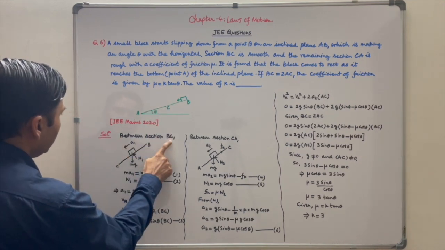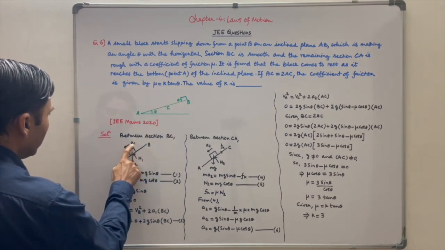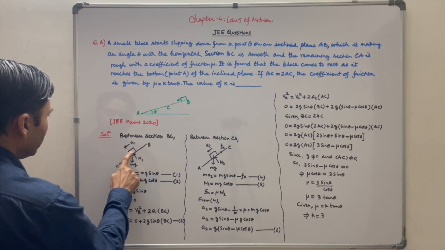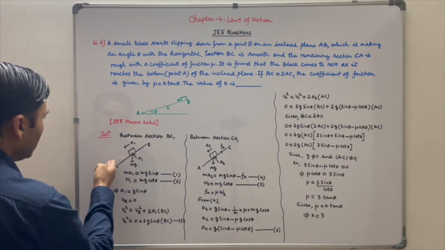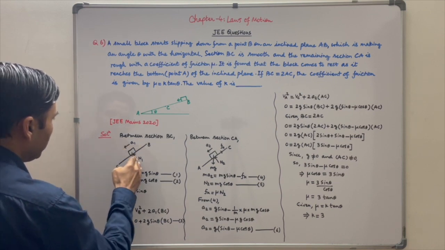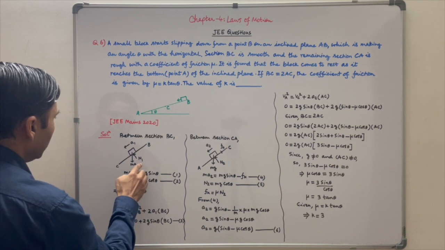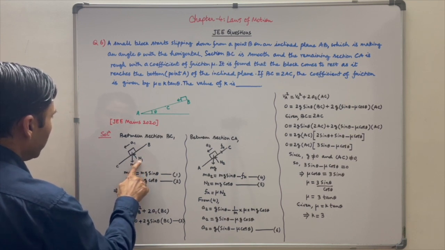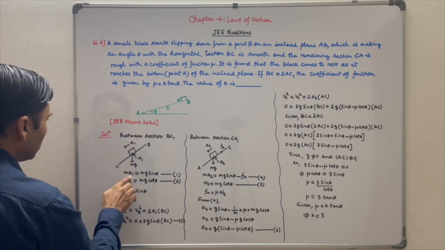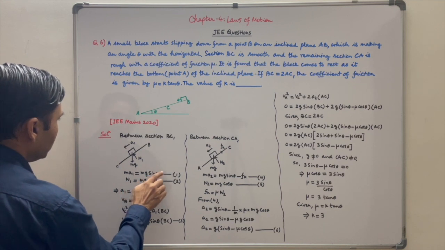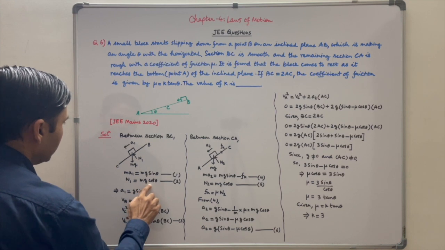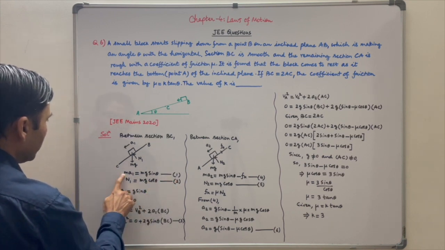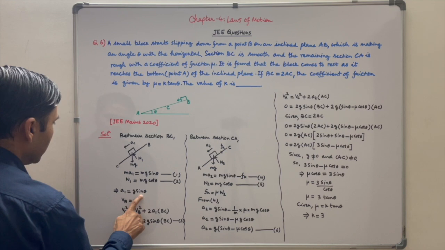Between section BC, let's say acceleration of the block is a1. mg is weight of the block that works vertically downwards at its geometrical center. Its component along the plane will be mg sin theta and perpendicular to the plane will be mg cos theta. N1 is normal reaction applied by the plane. We can write equation of motion as ma1 is equal to mg sin theta. This is equation number 1. And N1 is equal to mg cos theta. This is equation number 2. From equation 1, a1 is equal to g sin theta.